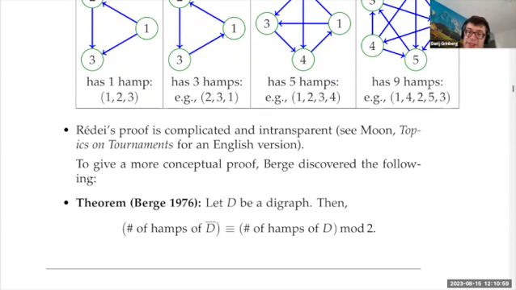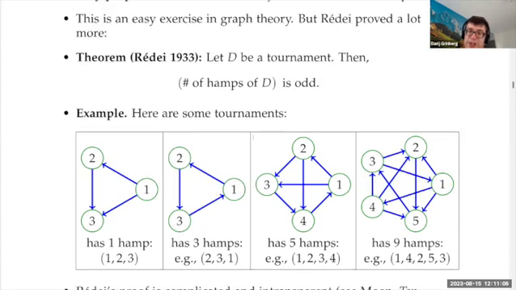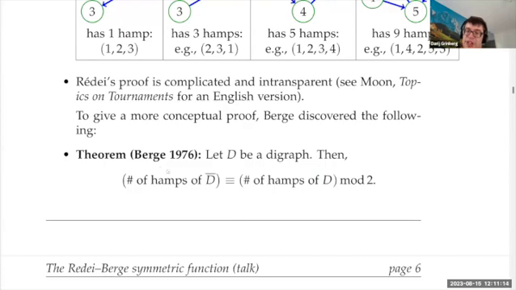So somewhere in the 70s or maybe before, Berge was, I think, basically trying to make this theorem available for his textbook, because he was writing a textbook on graph theory. And so he found a better proof. His proof uses another theorem, which in itself is pretty interesting. This is not about tournaments anymore. This is about any digraph.